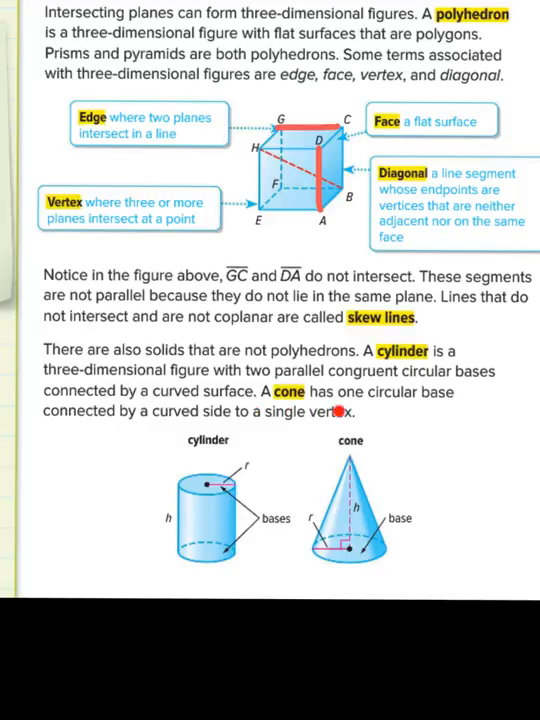A cone has one circular base, as you can see there, connected by a curved side to a single vertex. So it's curved and it has a single vertex, this point.